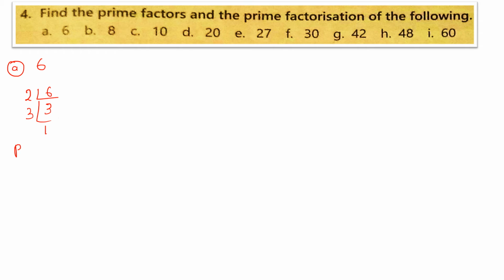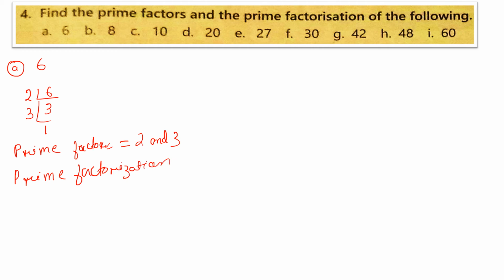Done. So the prime factors, these two are the prime factors. So 2 and 3. And the prime factorization, these two numbers. How will we write it? By using a multiplication symbol. 2 into 3 is 6. Got it? Now B, you try it. C also you try it.